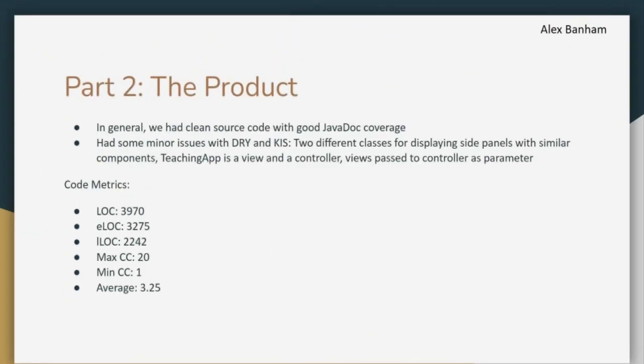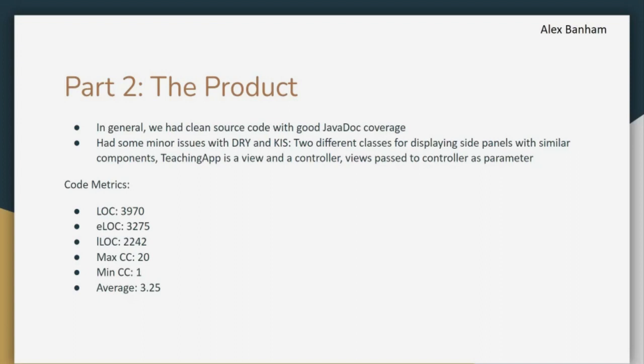This is Alex with part 2, the product. So in general, we had clean source code and good Javadoc coverage. We had some minor issues with don't repeat yourself and keep it simple. We had 2 different classes for displaying side panels with similar components, which was repeating ourselves, and our teaching app was both a view and controller, and sometimes we would pass views to a controller class as a parameter, which isn't really keeping it simple. But other than that, it was pretty good.